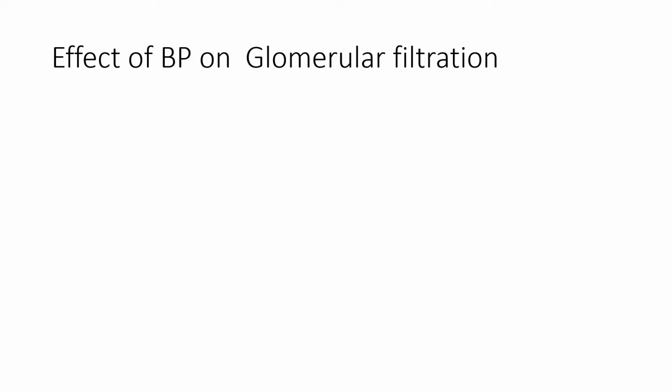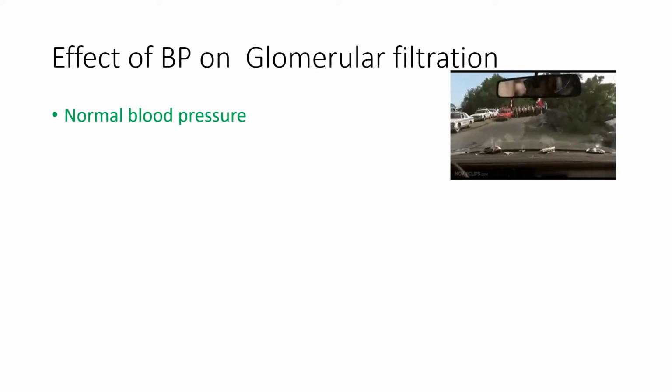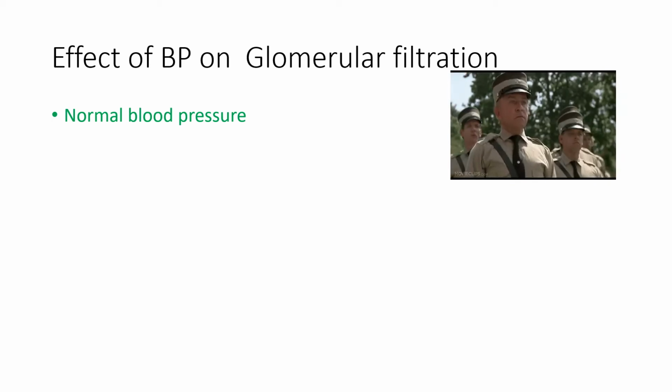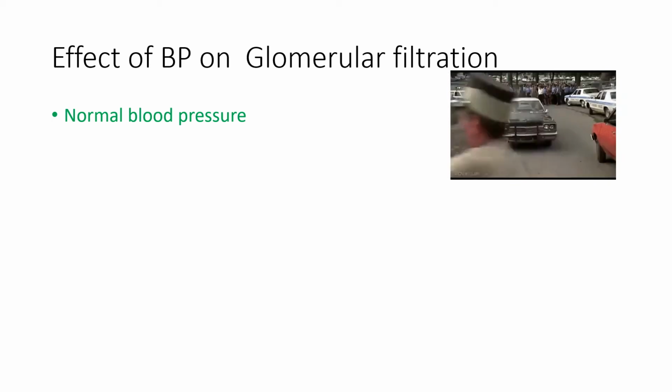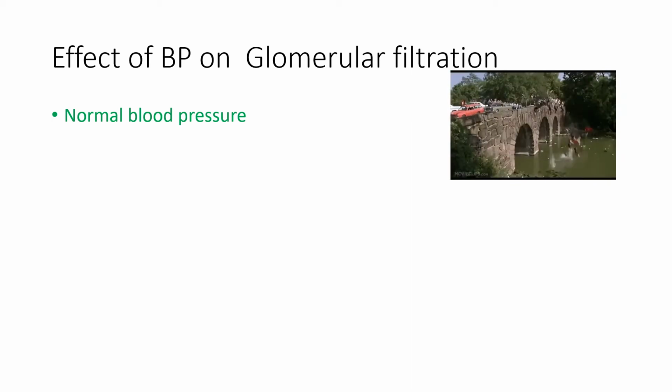So next we'll look at how blood pressure affects filtration, glomerular filtration, in the kidney. As you've seen from the previous slide, the blood pressure has a greater pressure than the fluid in the Bowman's capsule, so that causes the filtration to occur. So here we'll consider normal blood pressure, and I'll just go back to the example I gave you last time. The car drives, they all jump off the bridge, that's your filtration.